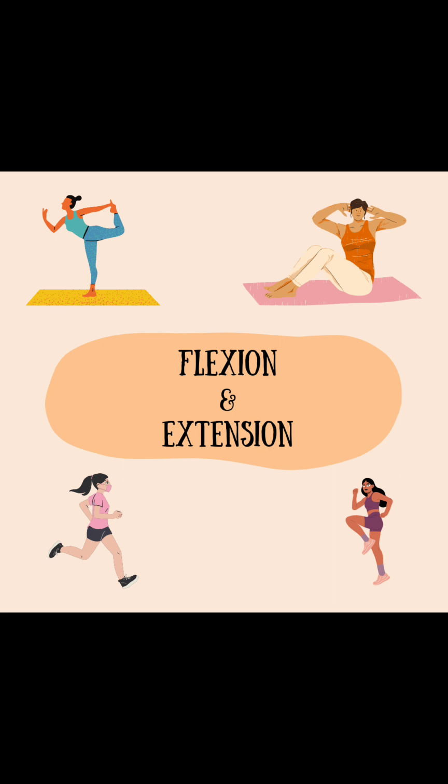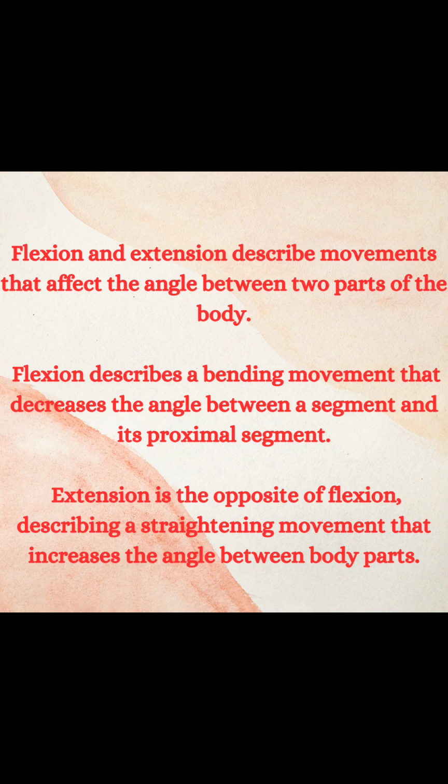So the first activity that I'm going to perform is the flexion and extension. Flexion and extension describe movement that affects the angle between two parts of the body. Flexion describes a bending movement that decreases the angle between a segment and its proximal segment. Extension is the opposite of flexion, describing a straightening movement that increases the angle between body parts. So this is the way that I perform the flexion and extension.